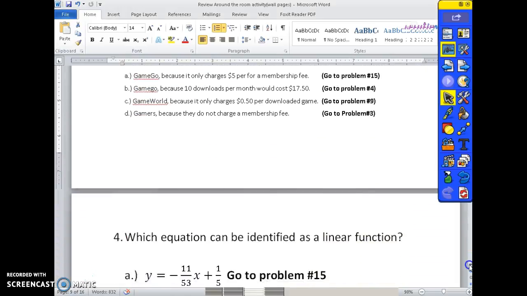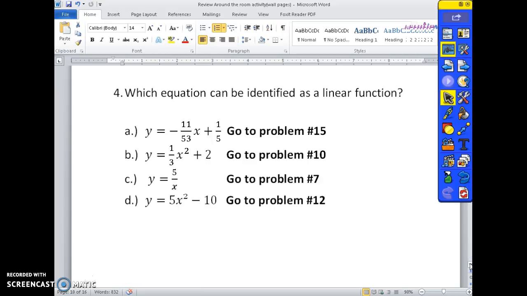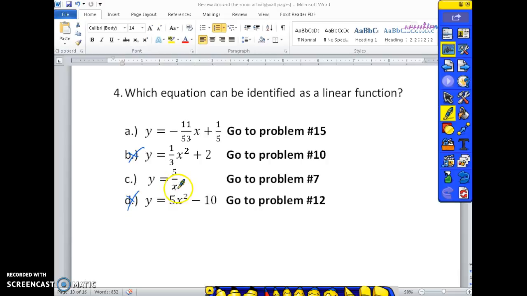Problem 4, which equation can be identified as a linear function? Again, my exponent has to be 1 in order for it to be linear. Here we have x squared, it can't be that. For C, x is in the denominator. That means I can plug in any number for x. Well, if I plug in 0 for x, that's not a linear function, so it can't be C. So my answer is A. A is a linear function. That takes me to problem 15.